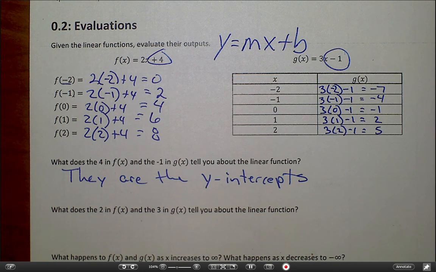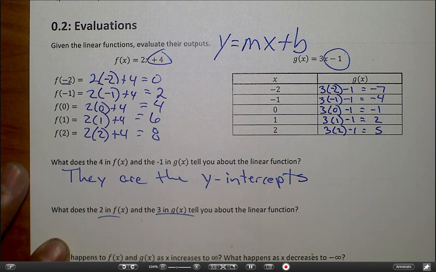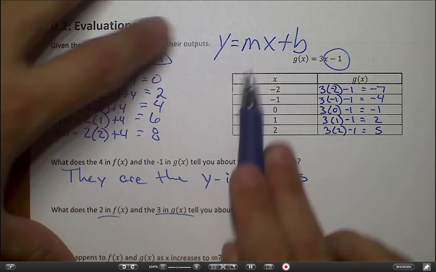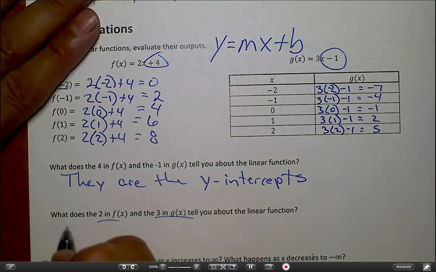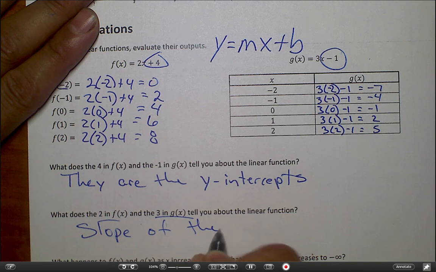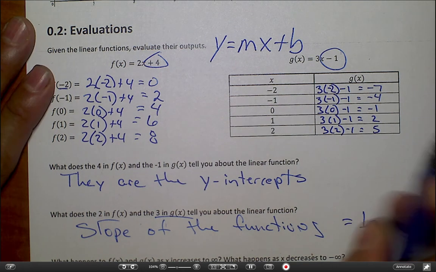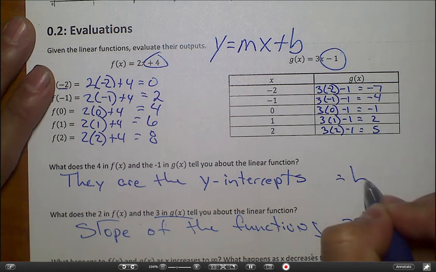Yes. All right. So now, what does the 2 in f of x and the 3 in g of x tell you? The slope. Right here, it's the m value. So these are the slopes of the functions. Also referred to as your m. And this one's your, I said m, but I wrote b. M, and this one is my b.